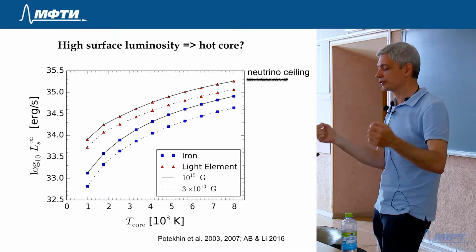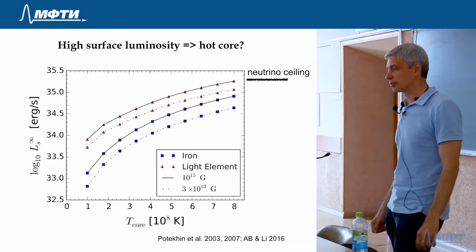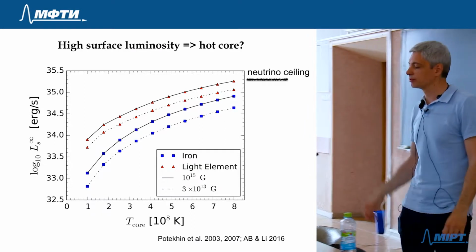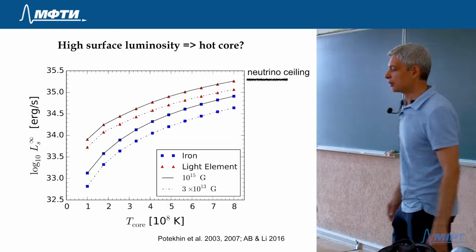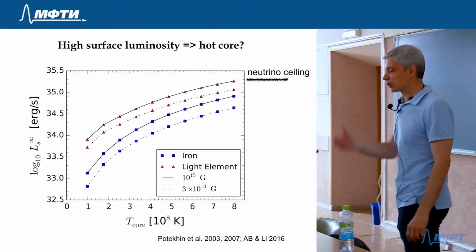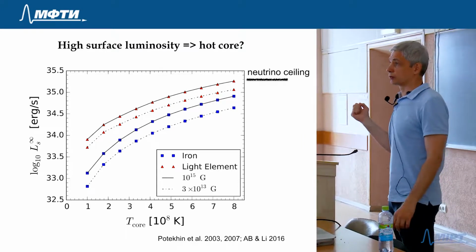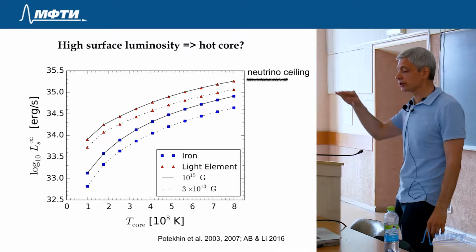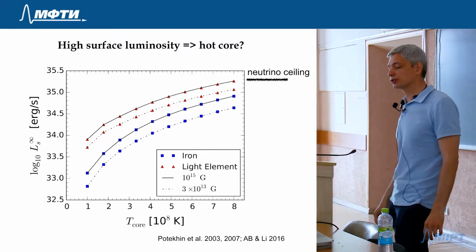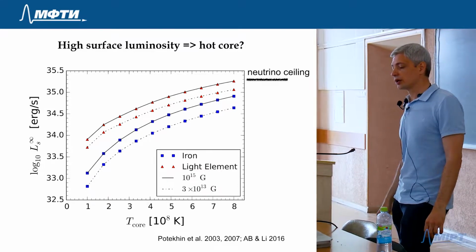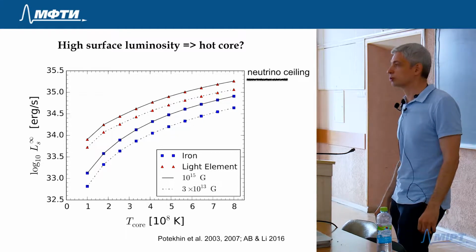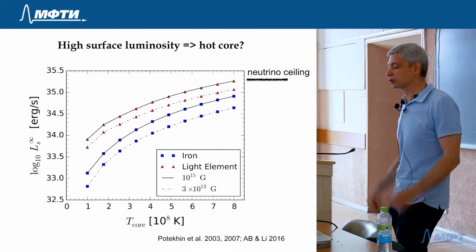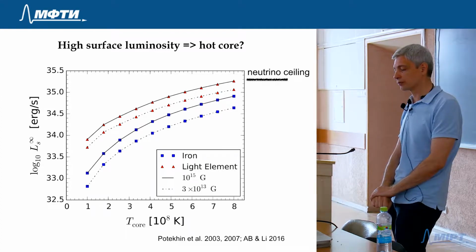Neutrino emissivity is very sensitive to temperature. And so when temperature is 10^9, neutrino losses go so high that they just remove all the heat flux and it doesn't reach the surface essentially. So there is a ceiling which is remarkably close to the characteristic flux of heat that we observe from magnetars. The total luminosity would be 10^35 ergs per second.